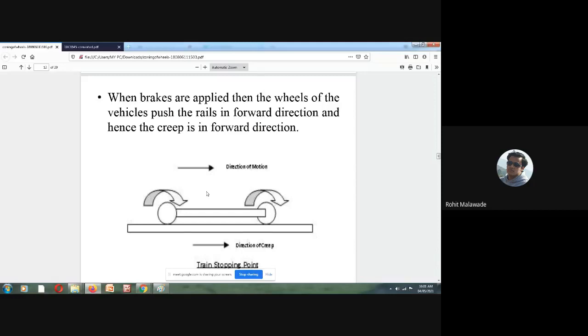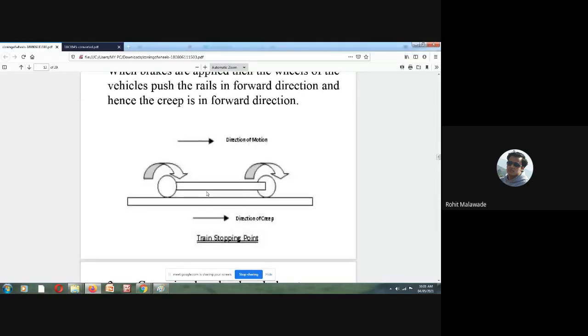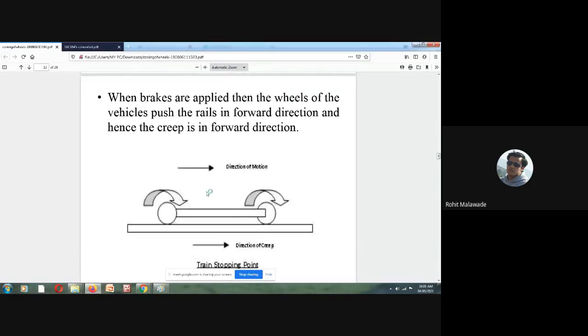Now, when the brakes are going to be applied, what is going to happen? Again, the wheel will be moving in a continuous direction, and since this is pulling, what will happen to your vehicle? You are trying to apply the brake. Suppose a skid is going to occur. Now, are you going to fall in a forward direction or in a backward direction?